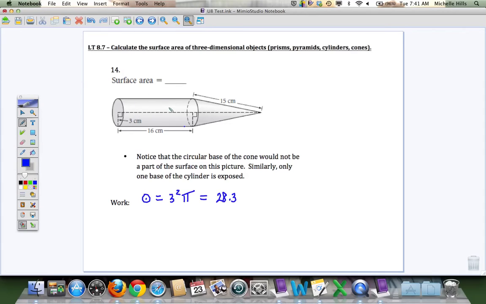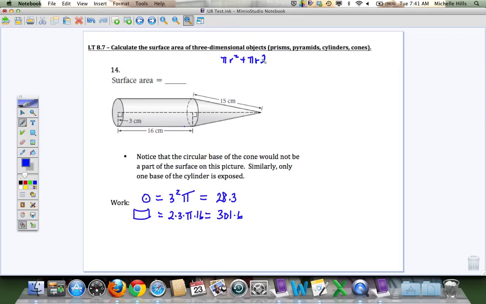Then I've got the sides of the cylinder. So that's kind of that part that wraps around. Well, it wraps around that circle. So it's the circumference of the circle, which is 2 times the radius times pi, times this height, which is 16. That ends up giving me 301.6.